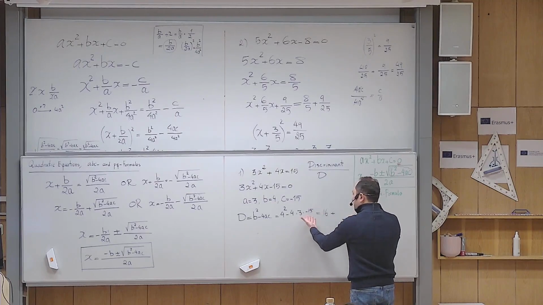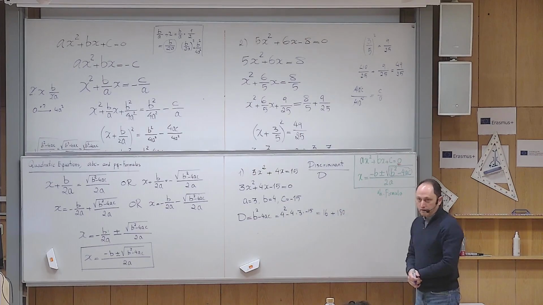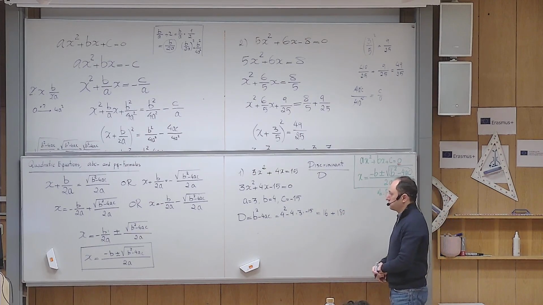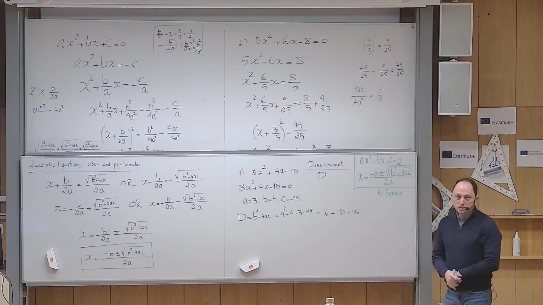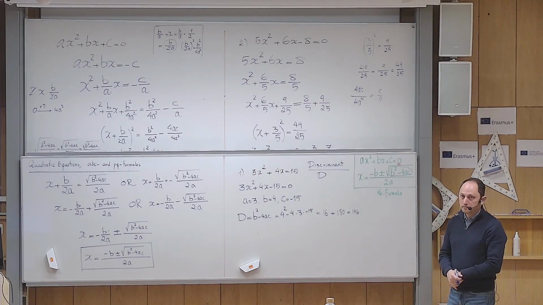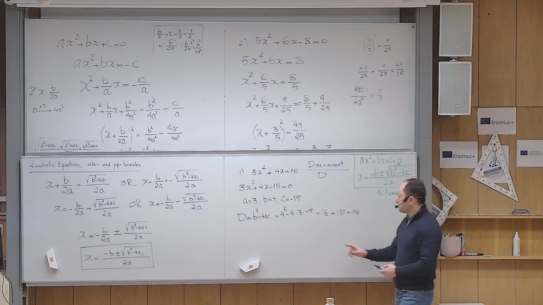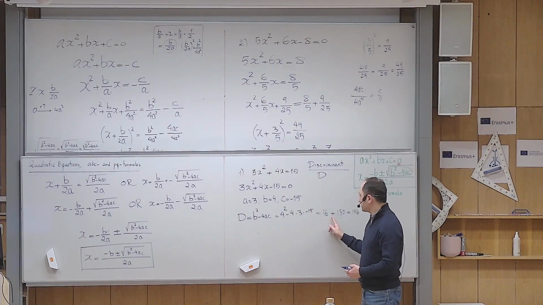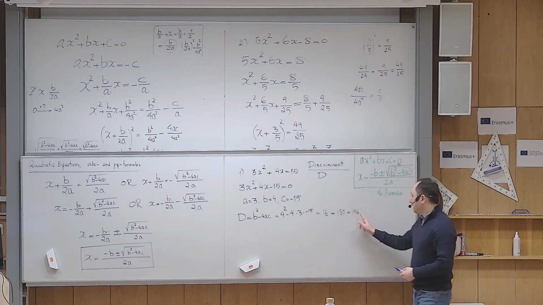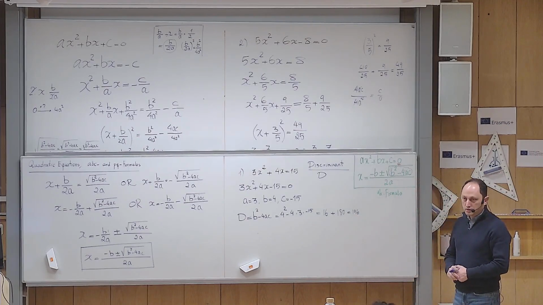12 times 15, of course, if the numbers are like that, I give you access to calculator. 12 times 15 is 180. Yes? Don't worry about these numbers. And then you add them. It becomes 196. So this is the discriminant, yes? Yes, that is minus. Minus 4 times 3 is minus 12. Minus 12 times minus 15 is plus 108. And then if I add them, it becomes 196.